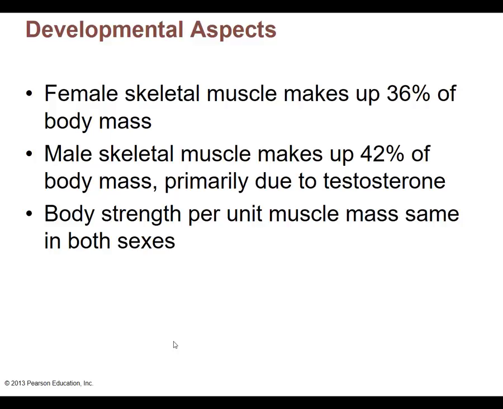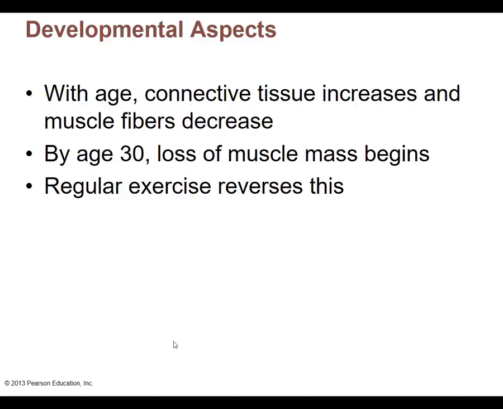And then, the whole aging sucks part: as we get older, connective tissue, the scar tissue, increases as our muscle fibers decrease. We start to lose muscle cells, muscle fibers, and replace them with scar tissue. By the time you hit age 30, the loss of your muscle tissue starts to begin. The good news is regular exercise reverses this. You can build some of that muscle tissue right back up. So it's not only doom and gloom. You start to lose muscle, but we can build it back up. You just do some types of regular exercise.